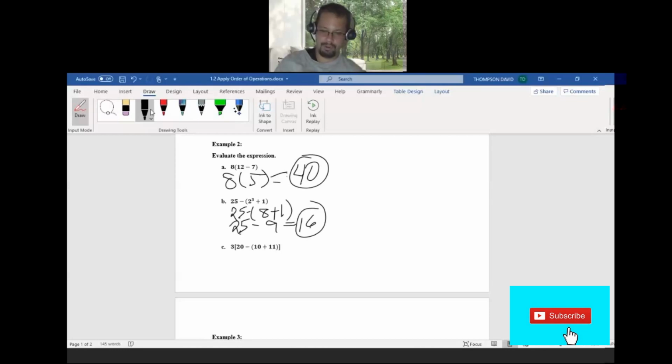Last one, we have two groups of grouping symbols. So we have to work from the innermost to the outermost. Copy down 3 times parentheses. 20 minus 10 plus 11, which is 21. 20 minus 21 would be -1. And then last step, 3 times -1 is -3. And I am done.